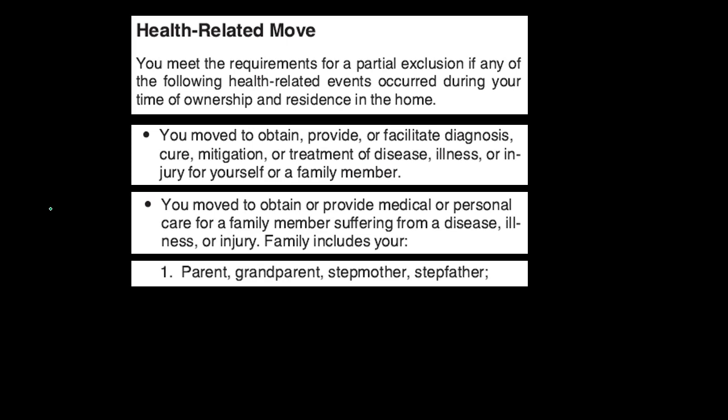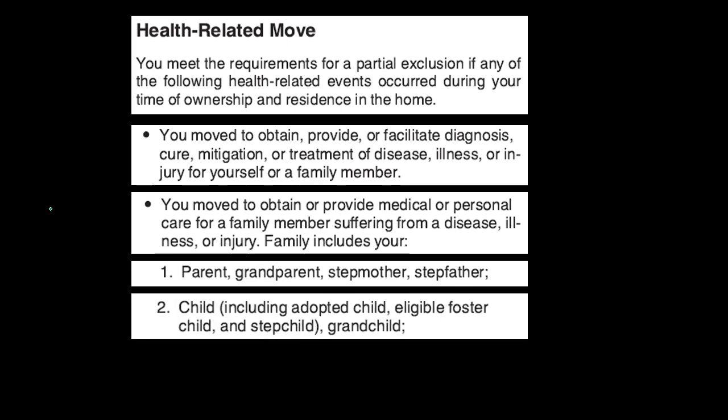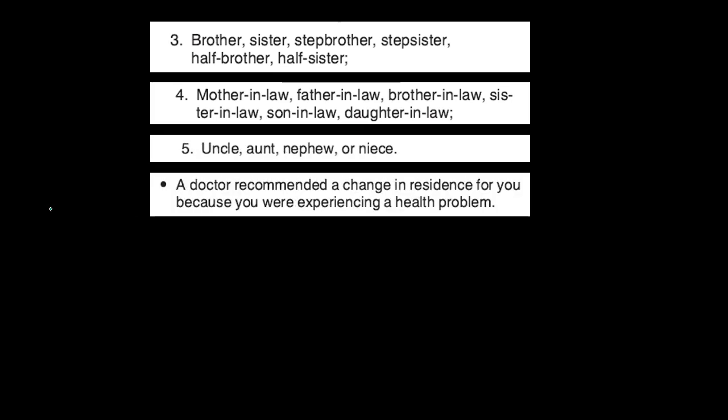So family in this case includes: 1. Parent, grandparent, stepmother, stepfather. 2. Child, including adopted child, eligible foster child, and stepchild, grandchild. 3. Brother, sister, stepbrother, stepsister, half-brother, half-sister. 4. Mother-in-law, father-in-law, brother-in-law, sister-in-law, son-in-law, daughter-in-law. And 5. Uncle, aunt, nephew, or niece. So a fairly broad definition.